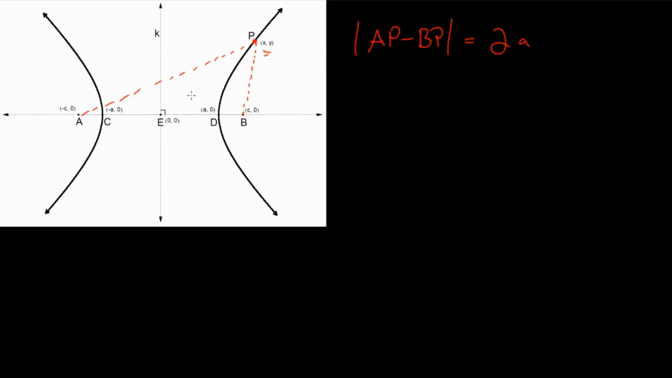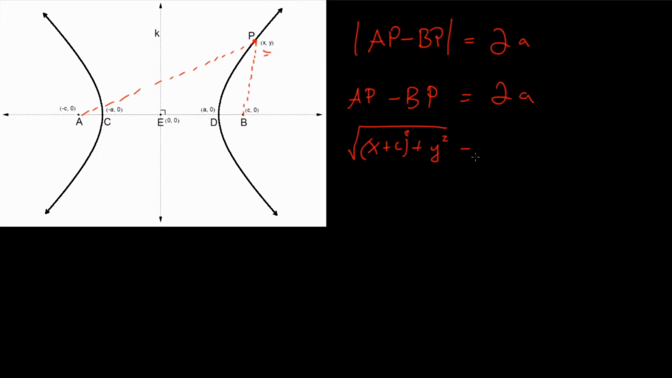It is in my picture. I'm going to derive the right-hand branch, but you will see if you choose to later switch BP and AP, you're going to get the same formula. So I'm going to drop the absolute values once again to make that algebra a little bit more simple. AP is the distance between (-c, 0) and (x, y): (x + c) squared plus (y - 0) squared, all square rooted.